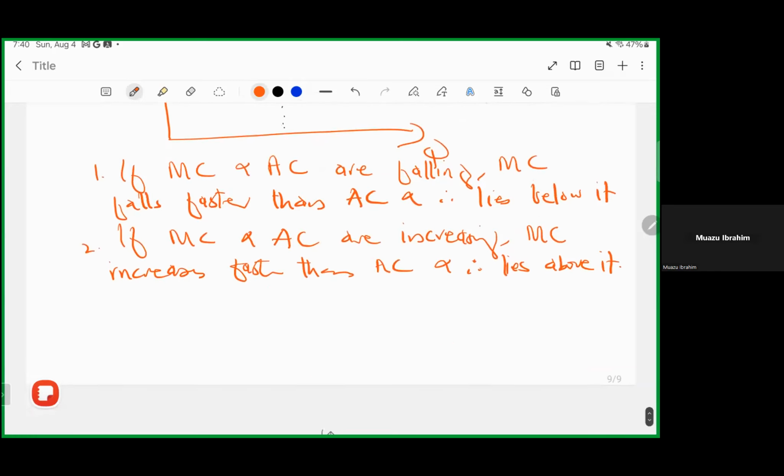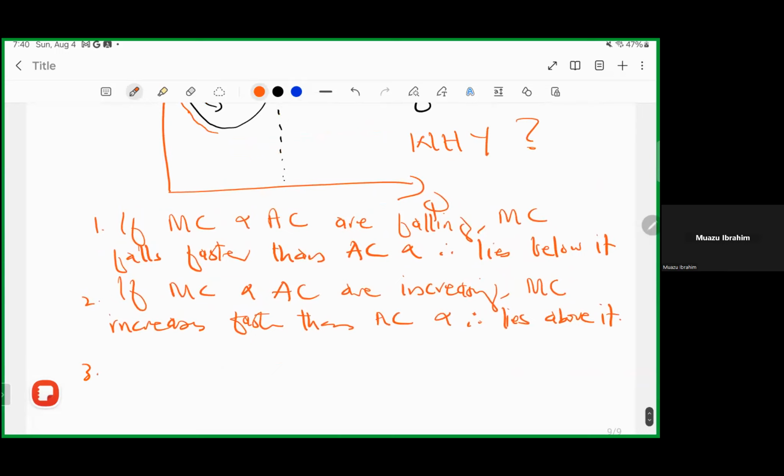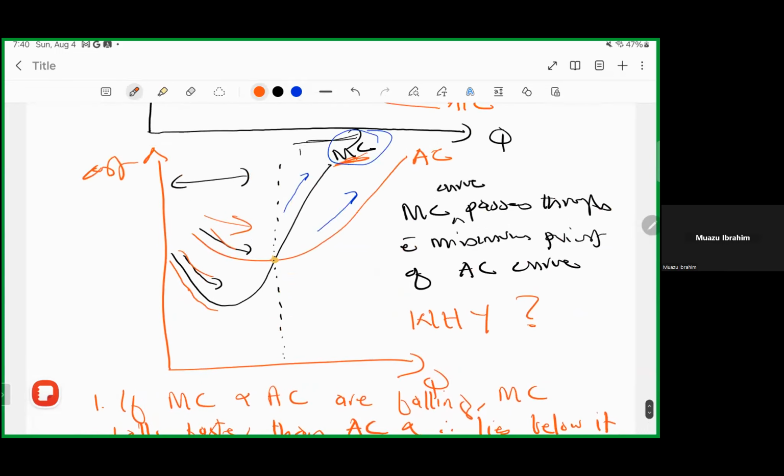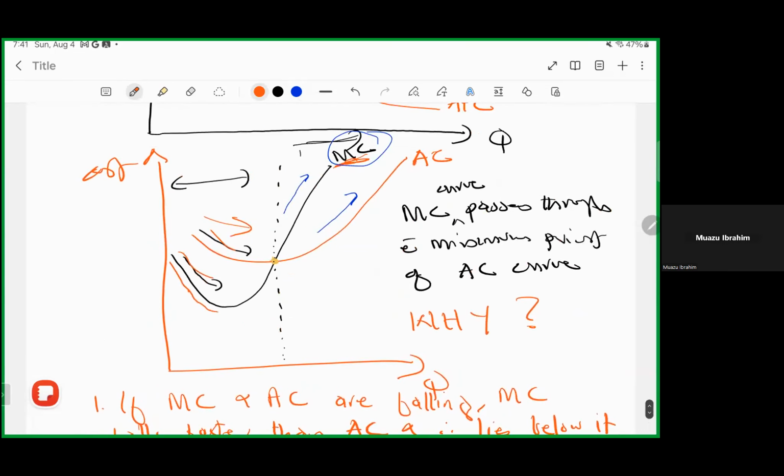And the last one, please note, if average cost is at its minimum, and what is the minimum point of average cost? It is this particular point here. If you have an average cost curve like this, the minimum point is this. So if average cost is at its minimum, that is where marginal cost is cutting it. So which means that at the minimum of average cost, it is equal to marginal cost.